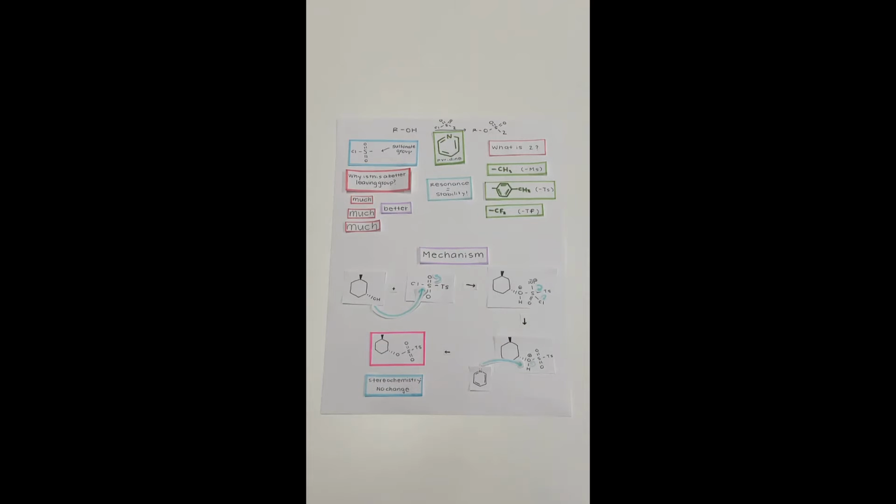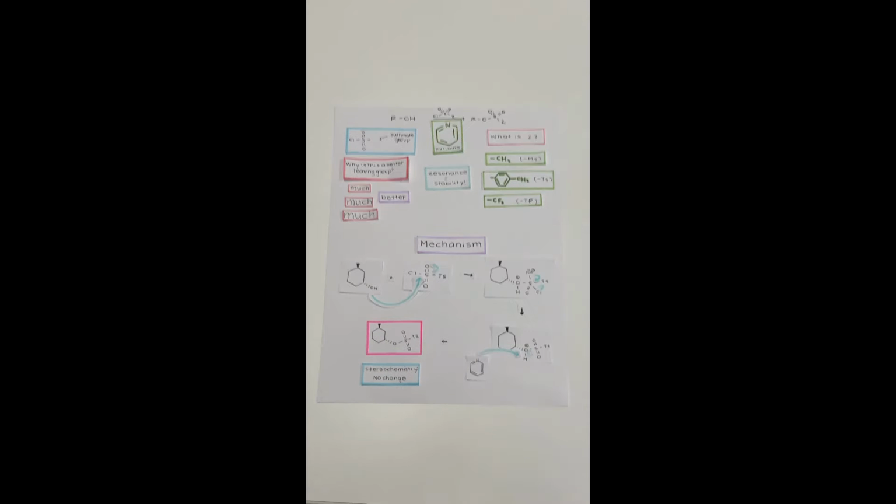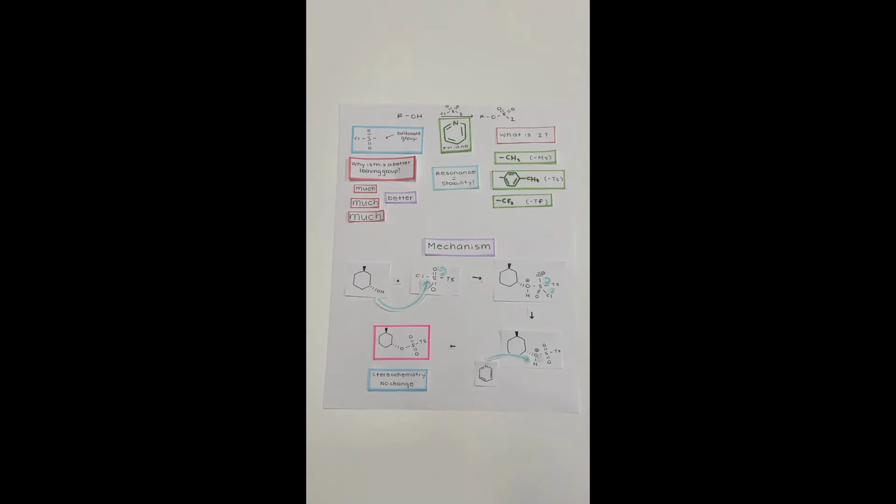In terms of stereochemistry, you might be wondering why there was no change in the configuration of the carbon originally attached to the OH group. This is because the oxygen performed an SN2 attack on the sulfur and not vice versa. Therefore, the carbon attached to the oxygen maintained its configuration.